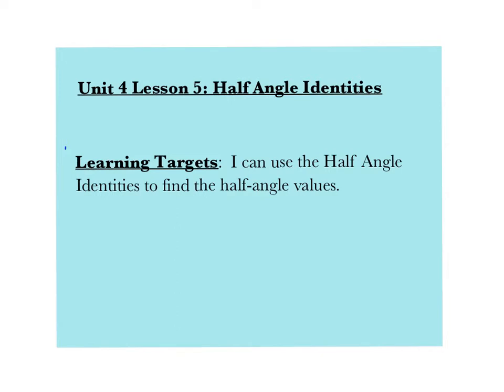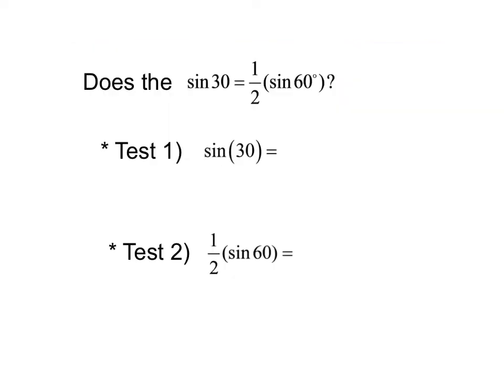This is Mr. Heron talking to you about 4-5 half angle identities. If you remember before, we talked about some addition and we talked about some doubling. So now we're going to talk about half identities. If you have your formula sheet, please have that handy because that's going to help you tremendously.